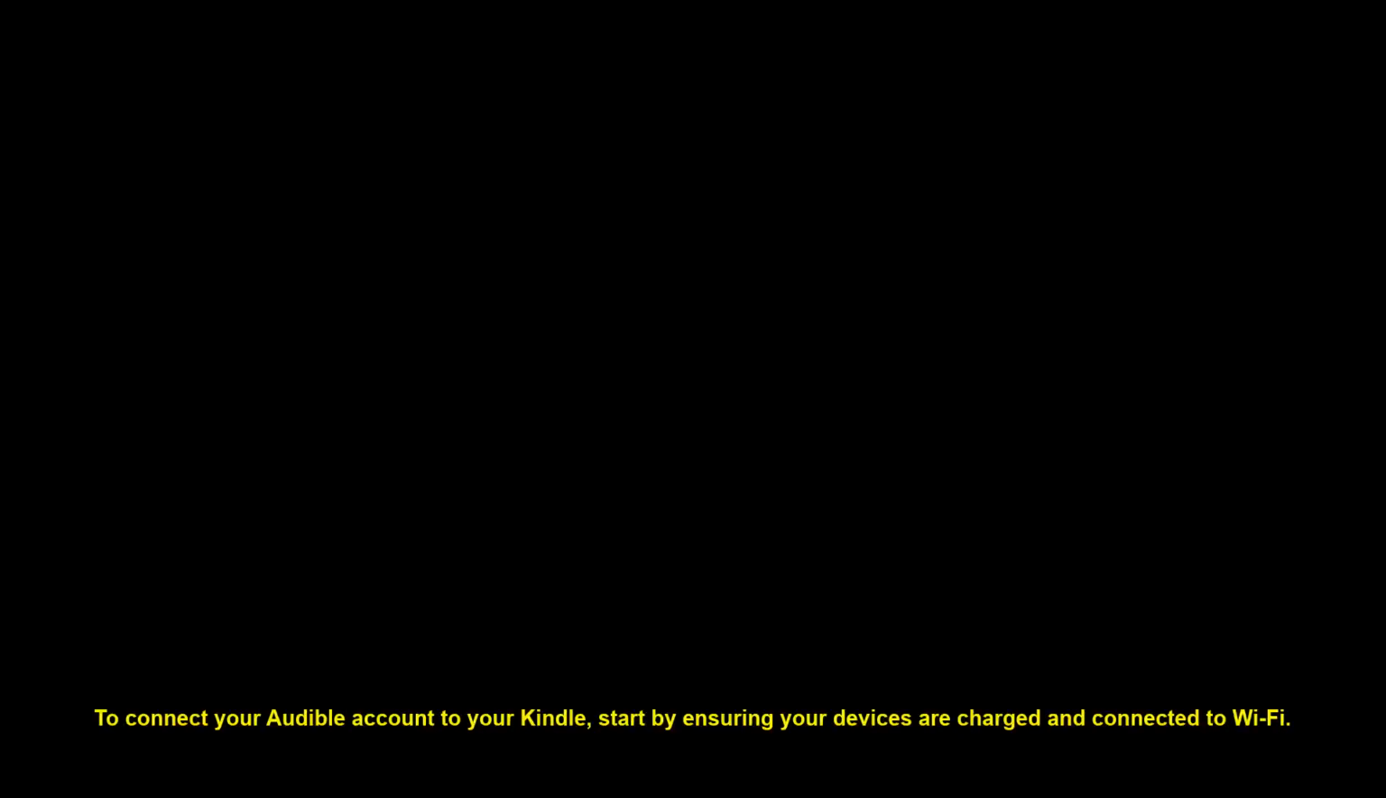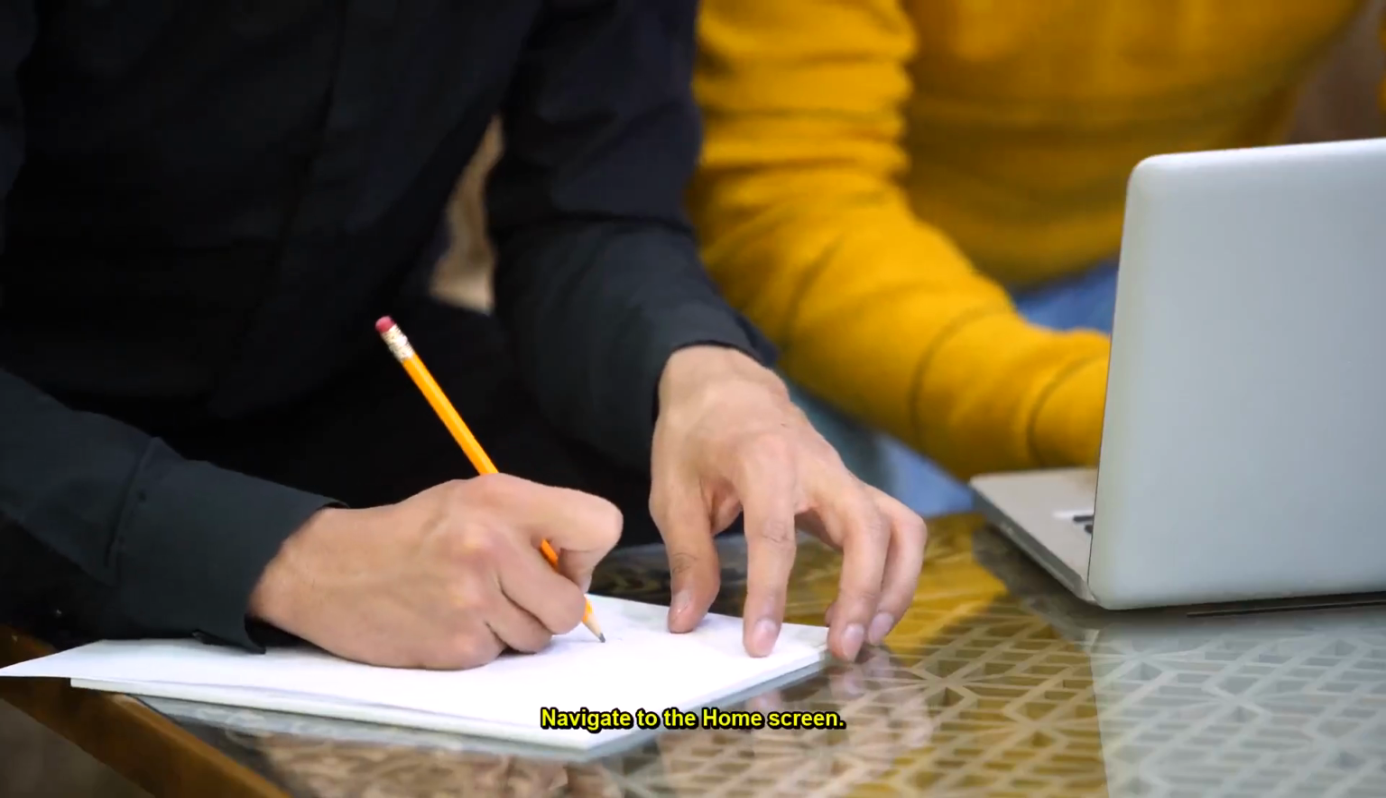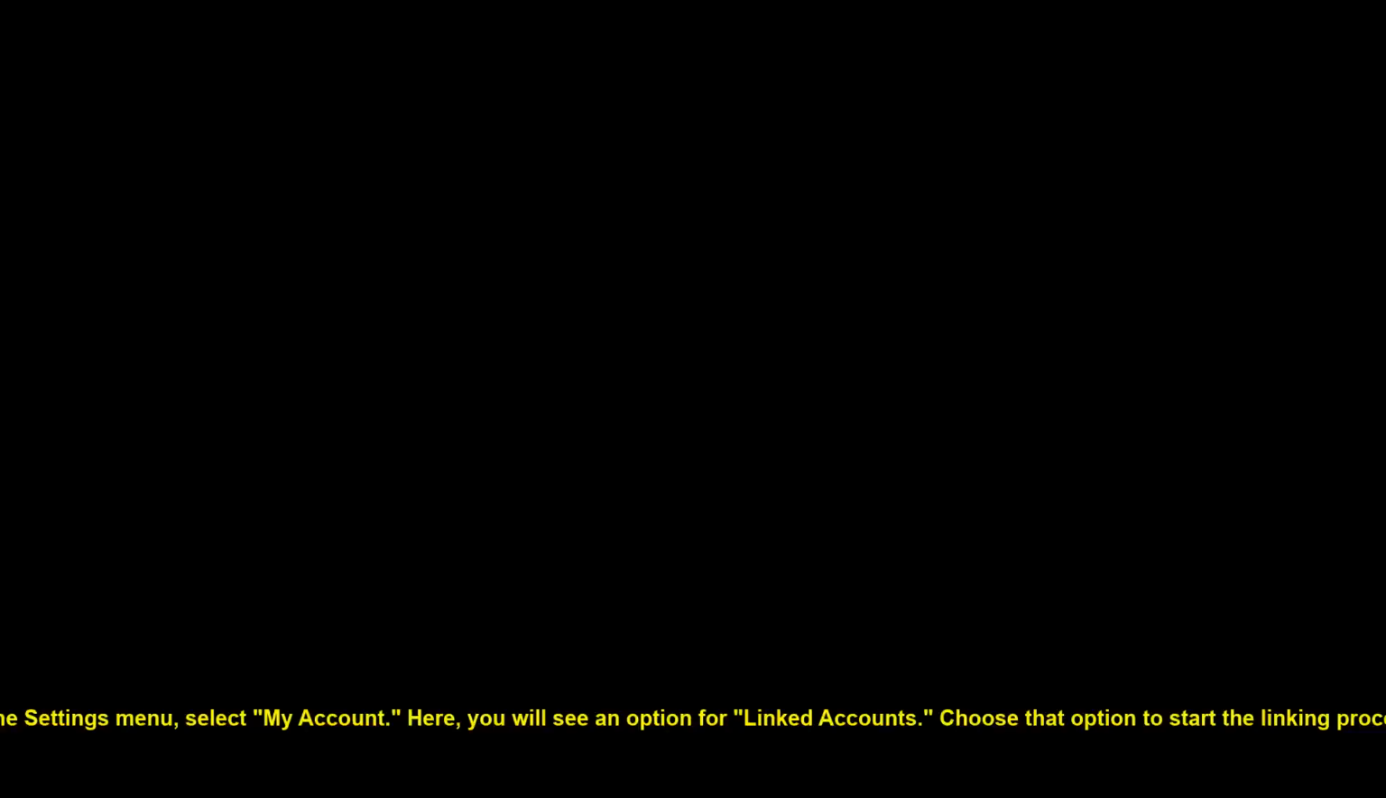To connect your Audible account to your Kindle, start by ensuring your devices are charged and connected to Wi-Fi. First, open your Kindle device. Navigate to the home screen. Next, tap on the settings icon. In the settings menu, select My Account.